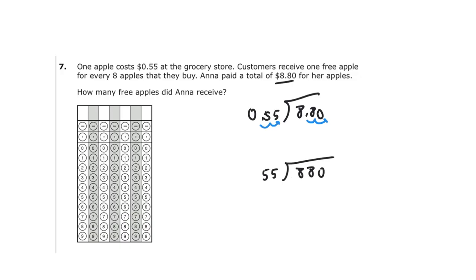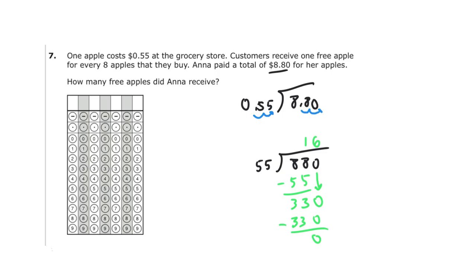55 goes into 88 once, right? So we have that, subtracting and then dropping that down. And 55 goes into 330 6 times, I think, evenly. So that should work. Would that work? Yes, that would work. Okay, so this person, Anna, bought 16 apples.